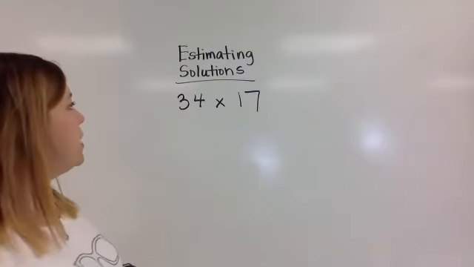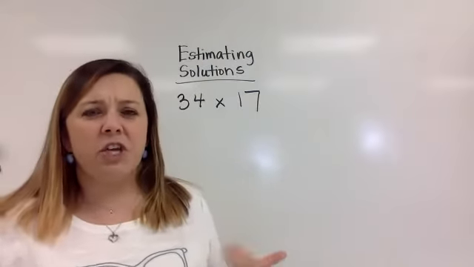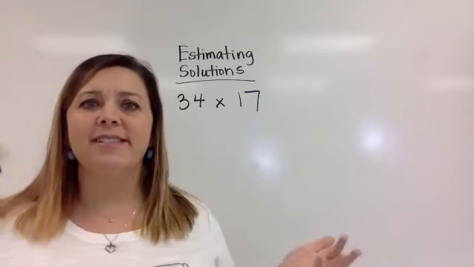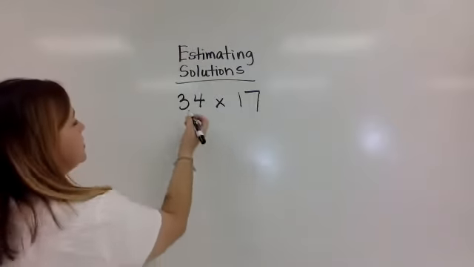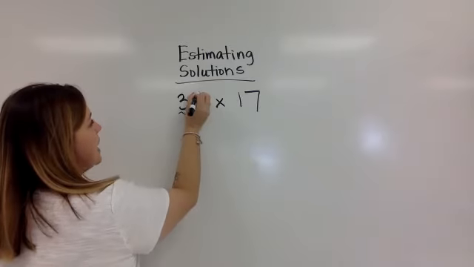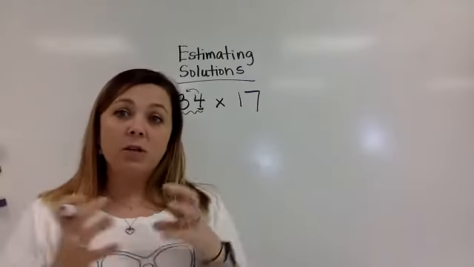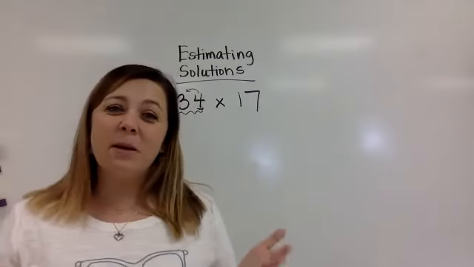Since these are both numbers in the tens place, we can pretty much guarantee that we can round to the nearest 10. So if I look at this one right here, 34, because this is a 4, it's telling me that this is closer to 30 than it is to 40. So I'm going to say that 34 is about 30.